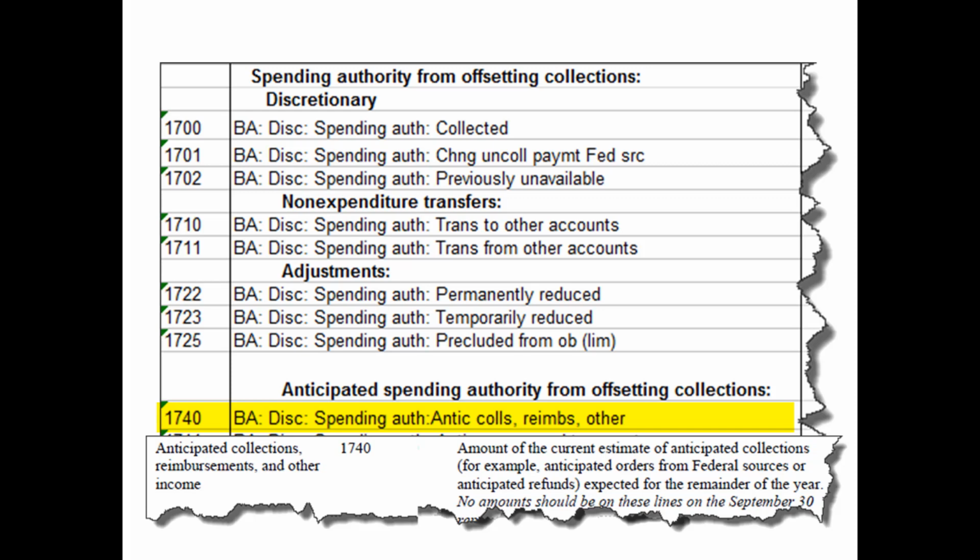Since line 1740 is reduced as amounts become receivable, and since receivables are reduced when they're collected, at any given time the sum of lines 1700, 1701, and 1740 should equal total collections for the account for the year. At year end, line 1740 is reduced to 0. Now, let's take a look at mandatory collections.